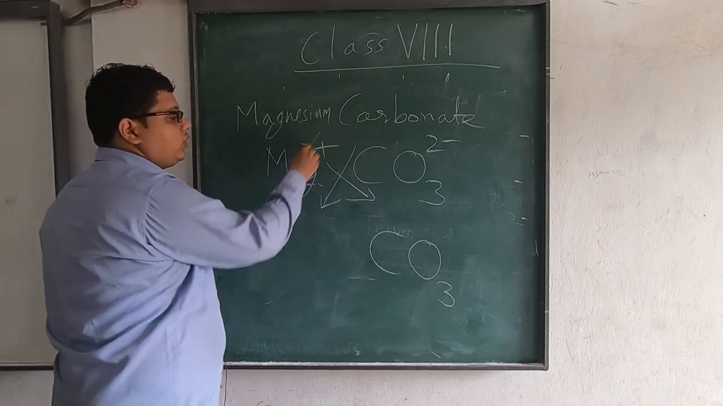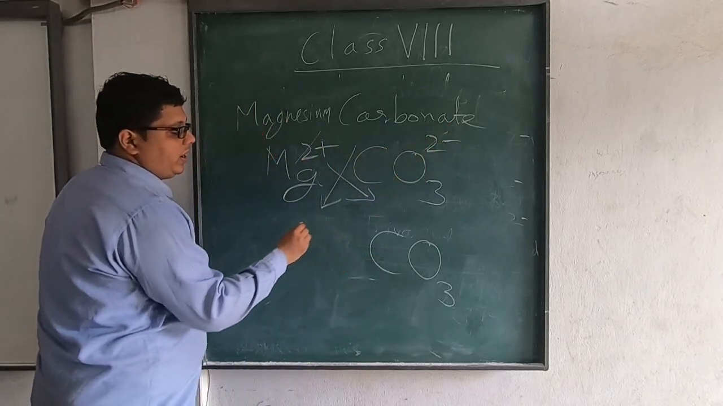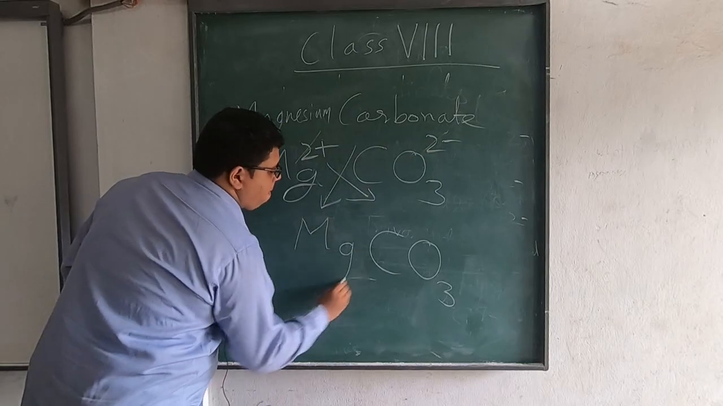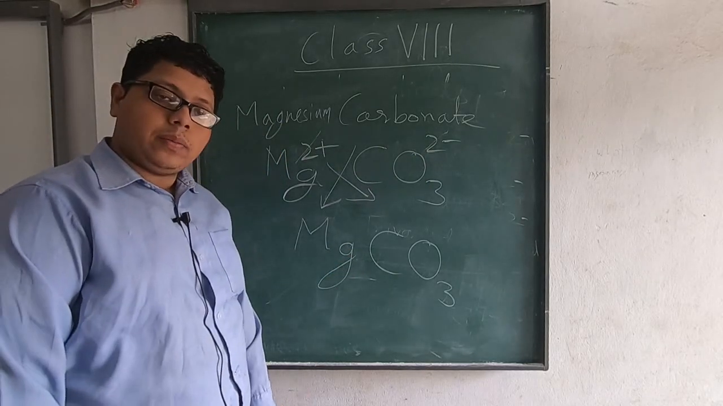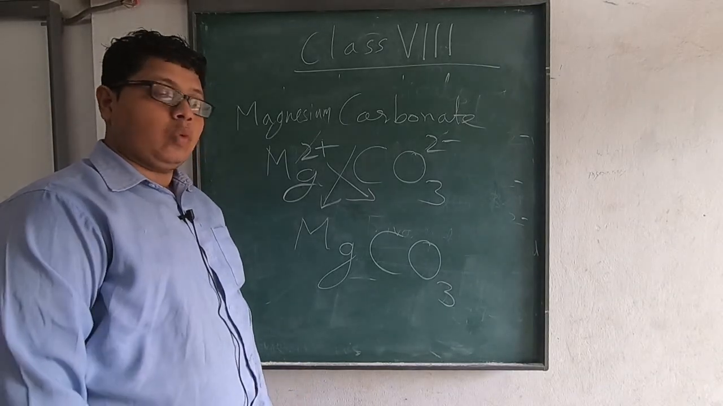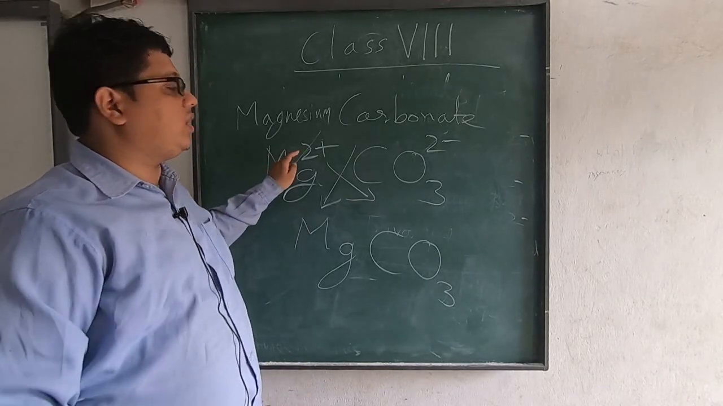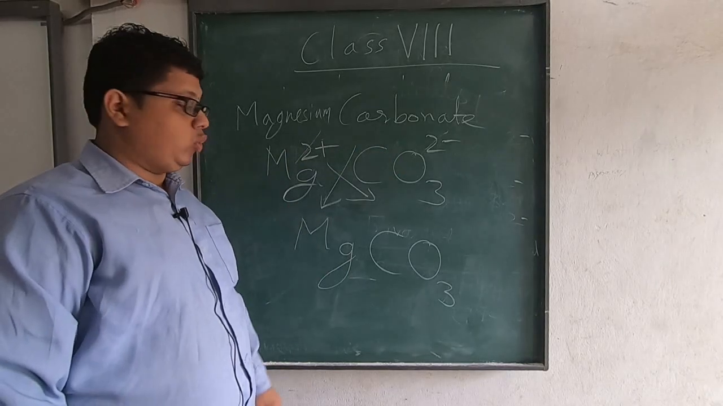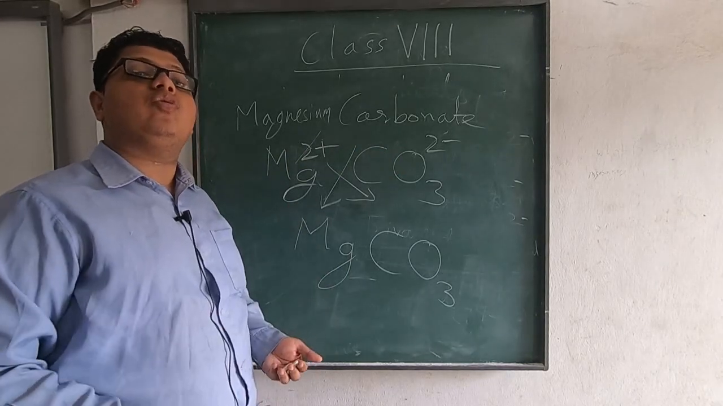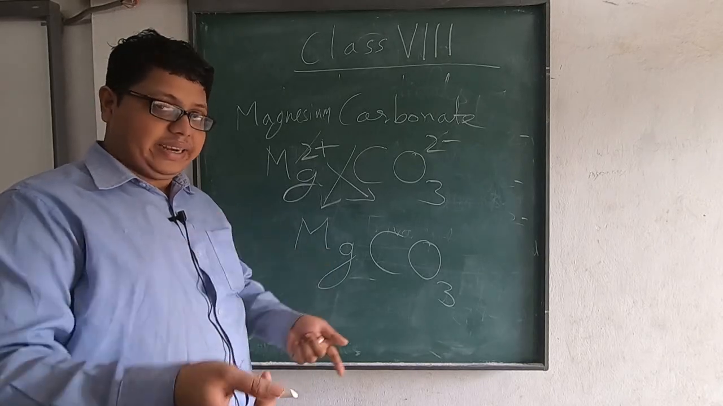We can cancel out this 2 and this 2 and we'll end up with only MgCO3. Okay, MgCO3. Why could we cut? Because both are same here, plus 2 and minus 2. That time it was not same. Not only if it is same, if it is divisible also we can do. We will see that later.